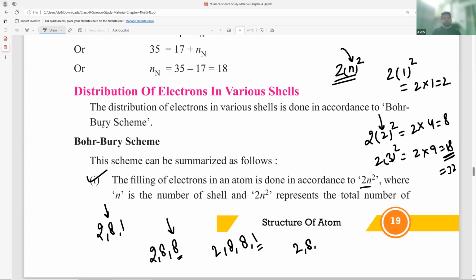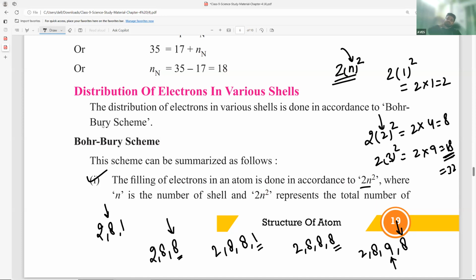It will go 2, 8, 8, 1, then 2, 8, 8, 2, 2, 8, 8, 3, and so on up to 2, 8, 8, 8. Then it is the outermost shell, and the next electron will come in the next shell. Then 2, 8, 9, 2, 8, 10, 2, 8, 11, 2, 8, 12, and up to 18 it will keep on going like this. So the outermost shell can have a maximum of 8 electrons.